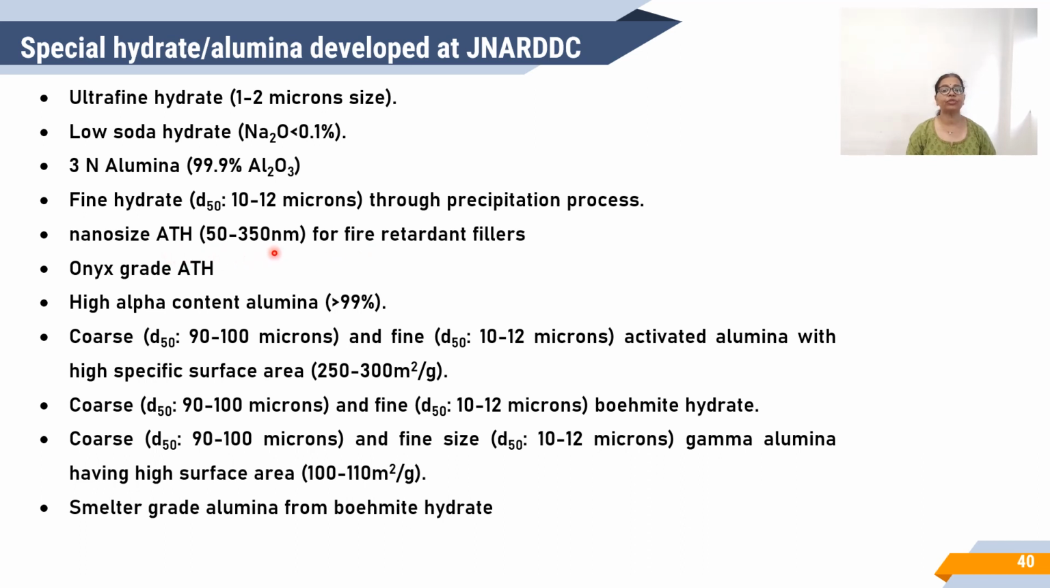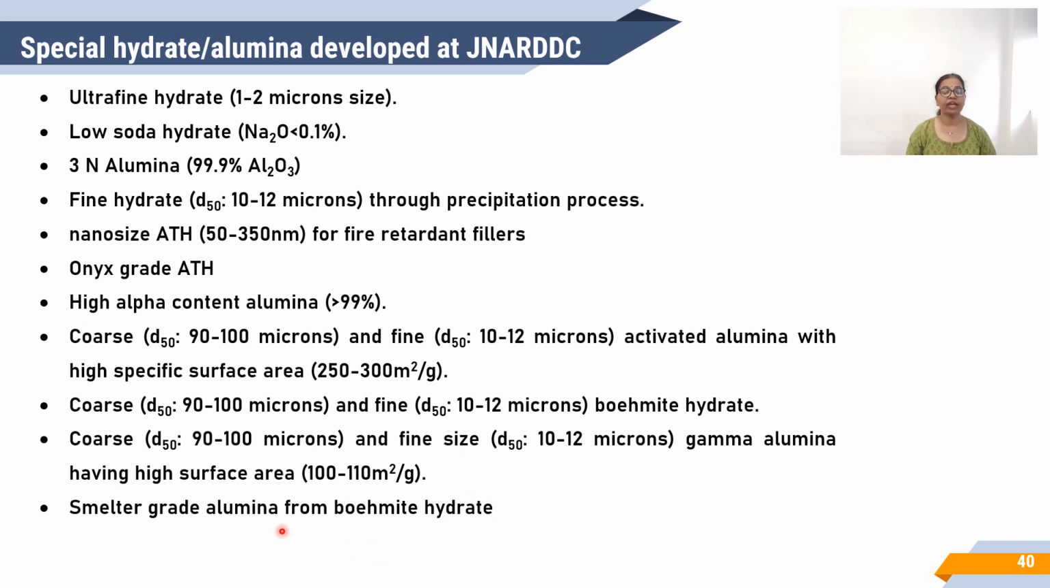Nano size ATH of 50 to 350 nanometers for fire retardant fillers we have made here. We are in the process of making onyx grade ATH. High alpha content alumina greater than 99% we have produced here, and activated alumina of 90 to 100 micron size as well as 10 to 12 micron size. High surface area of 250 to 300 meters square per gram we have developed at JNIDDC. The boehmite hydrate, the boehmite of 90 to 100 micron size and 10 to 12 micron size, we have produced in our laboratory, and gamma alumina of 100 to 110 meters square per gram we have been able to generate here, and we have also filed a patent.